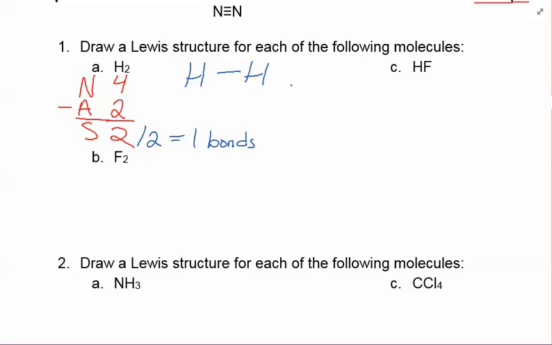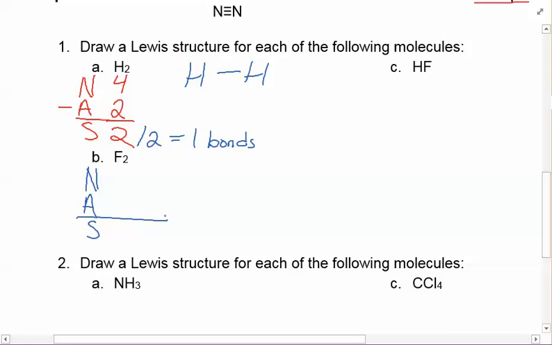Next up, we have F2. Fluorine is what we have here. We're going to do the same thing. So we have needed, available, shared. Each fluorine, in order to achieve maximum stability, would follow the octet rule, having 8 electrons.